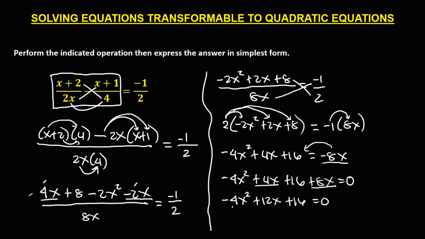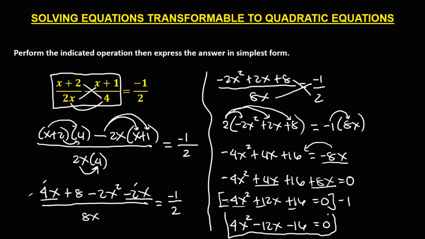Then since the first term is negative, we need to multiply this whole equation by negative 1. So this negative 4x squared becomes positive 4x squared. This positive 12x becomes negative 12x. This positive 16 becomes negative 16, then equals 0. So this is now the quadratic equation.